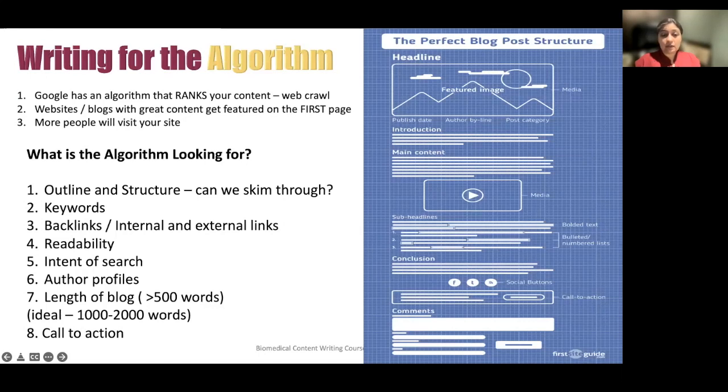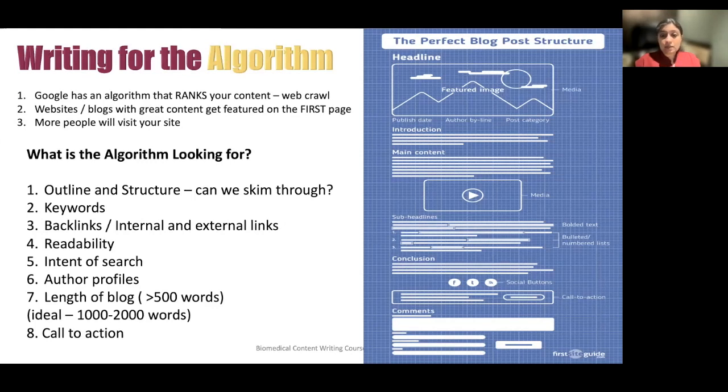It looks at outline and structure. Can we skim through? Is it given with clear headings, like an introduction, the main content, the subheadlines? Is it broken up in an easily digestible way instead of one big block of text or paragraphs? Does it have keywords? We'll go into what keywords are later, but basically words that your content revolves around.